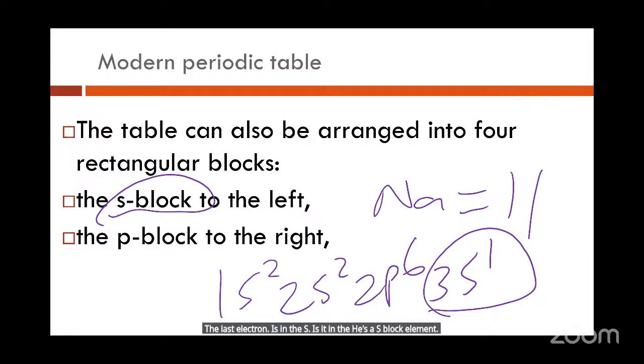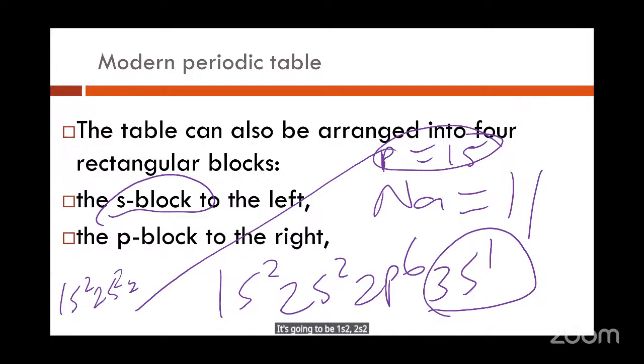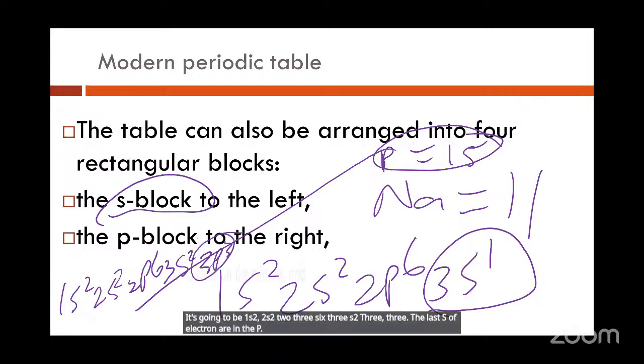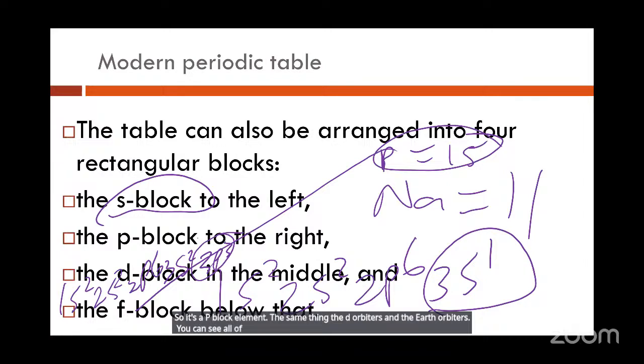For phosphorus, that is number 15, by the time you write the electronic configuration, it's going to be 1s2, 2s2, 2p6, 3s2, 3p3. The last electron is in the p, so it's a p block element. The same thing applies to the d orbitals and the f orbitals. By the time you write their electronic configuration, you're going to see that.